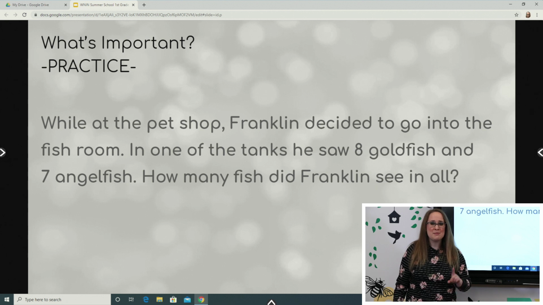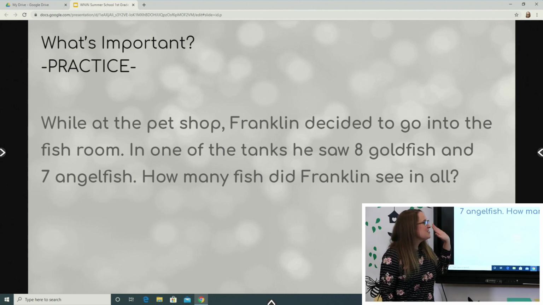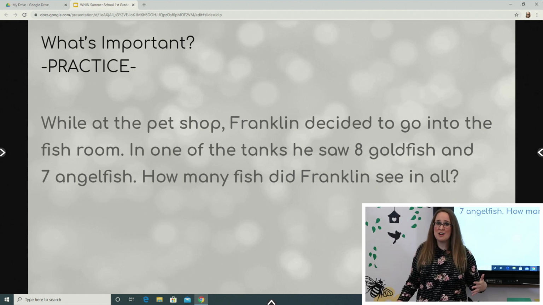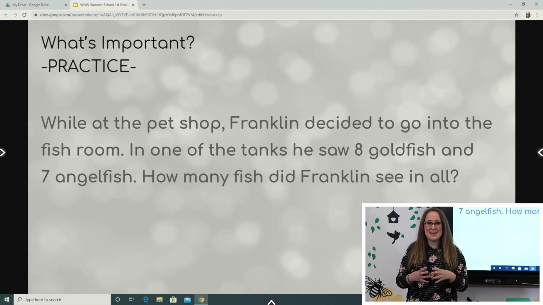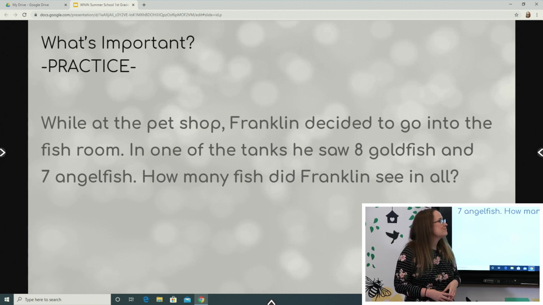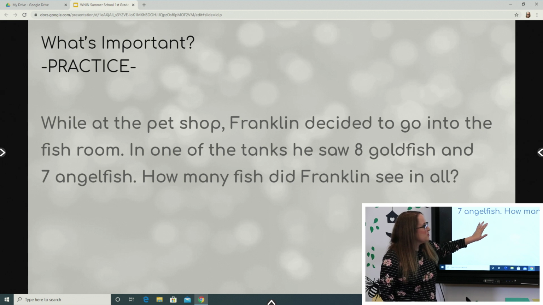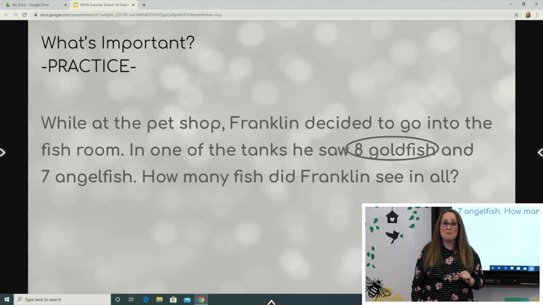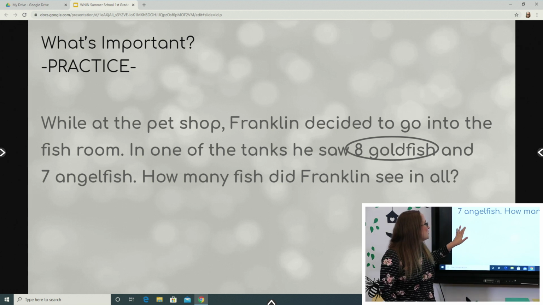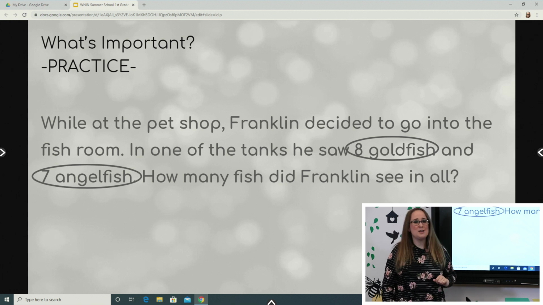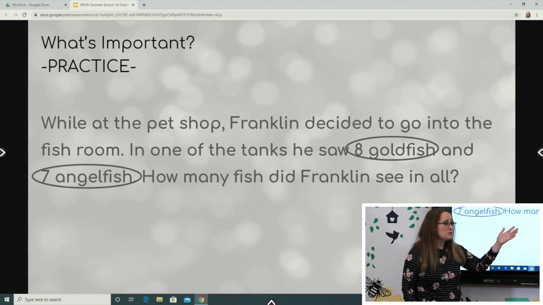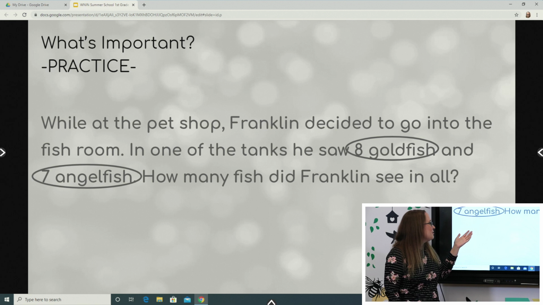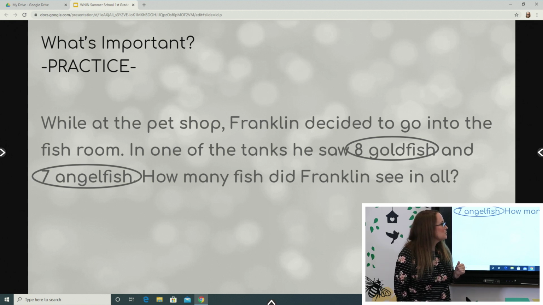Let's circle our important information. Because there's a lot going on, there's a lot of words, so let's narrow it down to what we really need. We should circle 8 goldfish. That represents how many goldfish were in the tank. Let's also circle 7 angelfish, because there weren't just goldfish in the tank, there were also some angelfish.